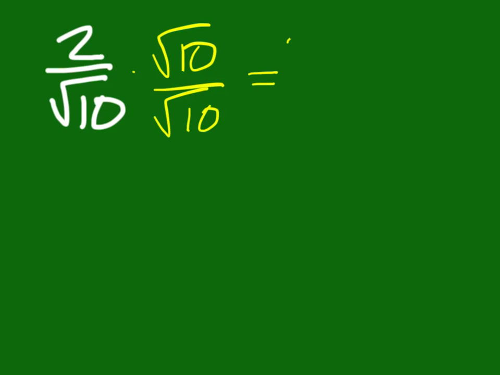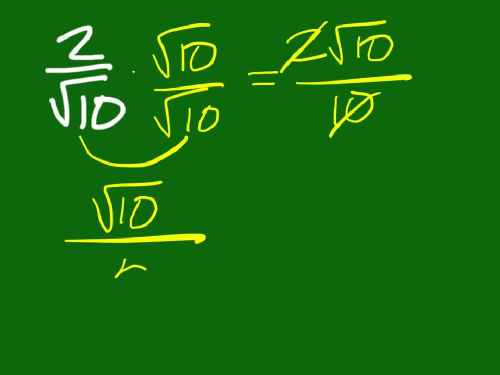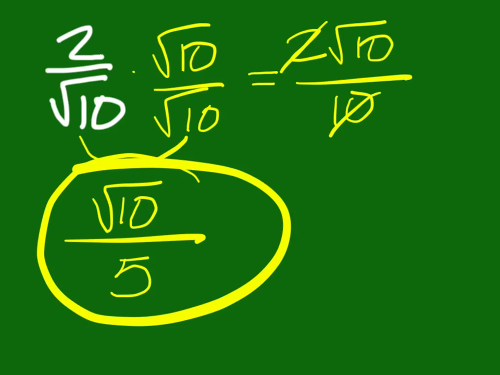On the practice problem, you have to multiply the top and the bottom by the square root of 10, which is 2 square root of 10 over, this times itself is just 10. Reduce the 2 over 10 to 1 over 5, and you don't need to write the 1. So square root of 10 over 5.